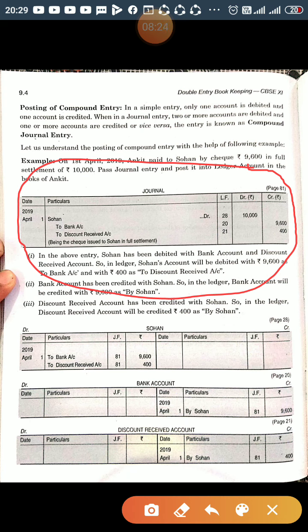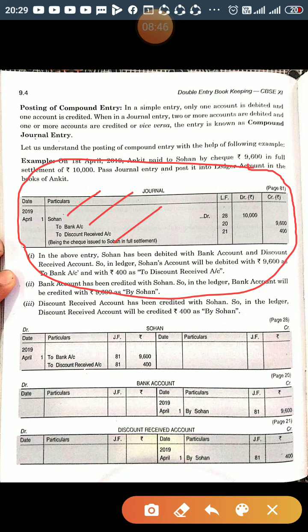So compound entry: when in a journal entry two or more accounts are debited and one or more accounts are credited, or vice versa, the entry is known as compound. This is compound entry. So in this compound entry, three accounts are involved: Sohan, bank, discount received.